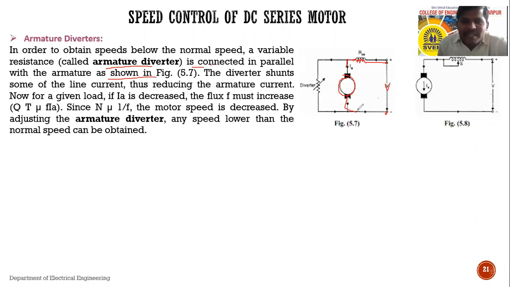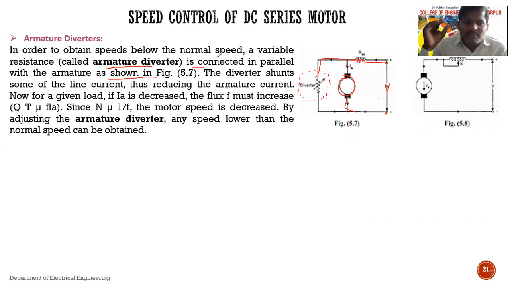One variable resistor, or diverter, is connected in parallel with the armature. Now the diverter shunts some current, that is some line current which would flow through the armature. It will be shunted by the diverter. The diverter shunts some amount of the current, which flows through the other line.